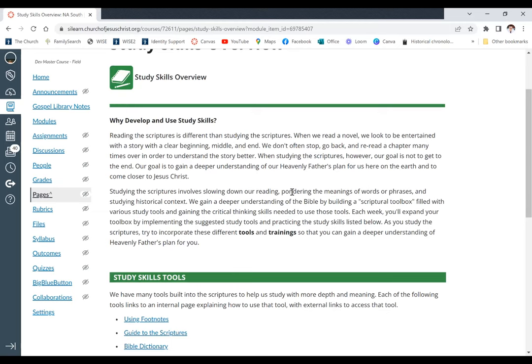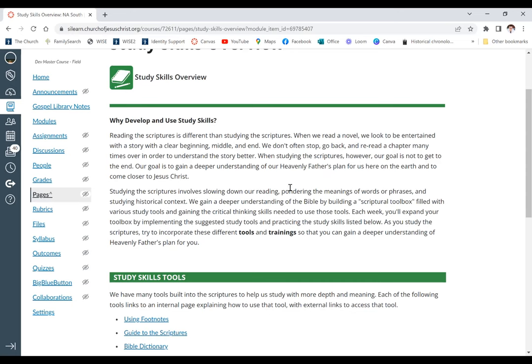So the most important is why and how to use study skills. So you can see that our goal is not to get to the end. Our goal is to gain a deeper understanding of what's taking place in the scriptures. And so in our studying of the scriptures, we're trying to help them understand that you have a toolbox available to be able to help you to incorporate different ideas that will help your scripture study experience.